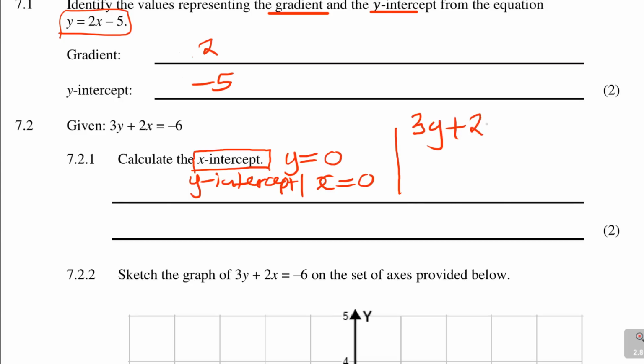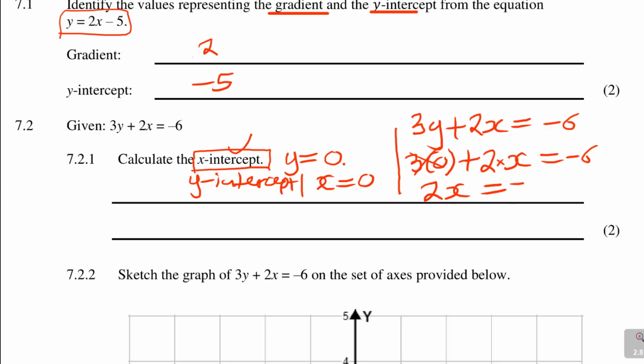Now they are saying here 3y plus 2x is equal to minus 6. I told you they said x-intercept means y is what? 0. So where there is y, what do you put? You put 0. So 3 times 0 plus 2x, I told you 2x means 2 times x, is equal to minus 6. So the 3 times 0 goes off. So what do you have? You have got 2x is equal to negative 6.